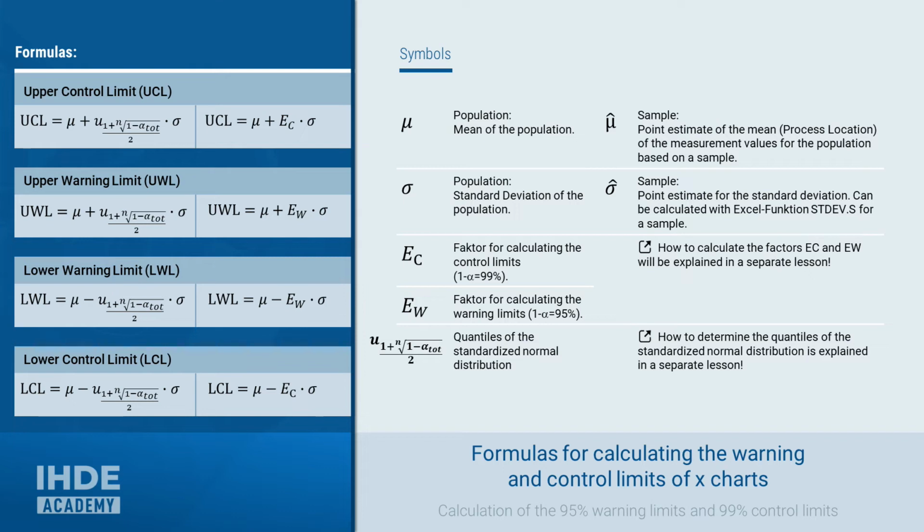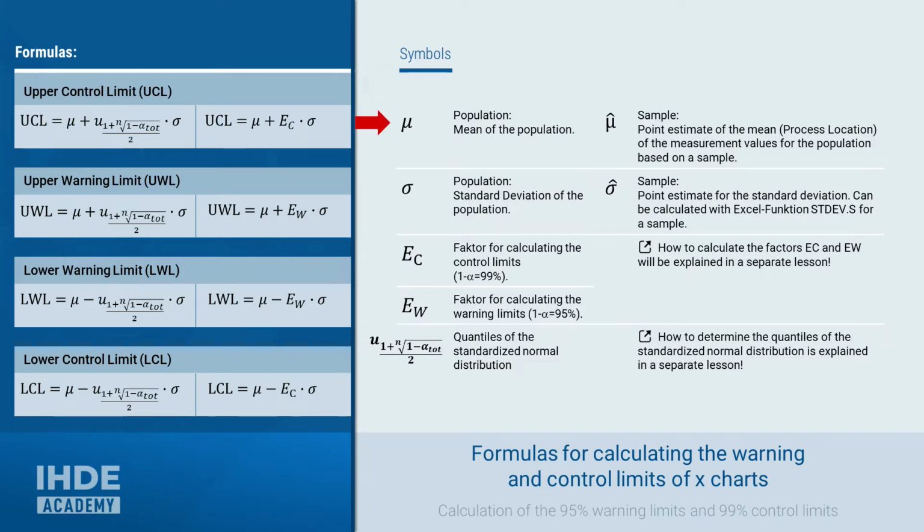The formulas for calculating the limits are summarized on the left-hand side. In this lesson, we will only use the right side with the factors EC and EW. How to calculate these factors yourself is explained in a separate lesson. For this, you need the formulas on the left side.